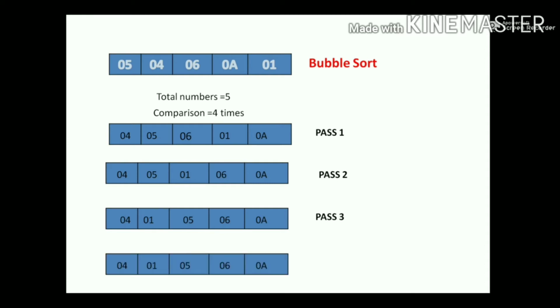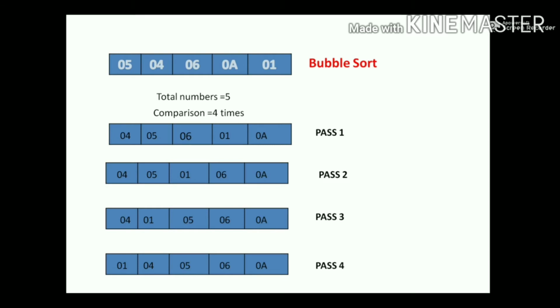Now next, again we are sorting from pass 3. 04, 01, yes, we need to change the data, right? Why? 01 is less than 04, so 04 will go behind 01. Next is 04, 05, no need of changing data. 05, 06, again no need. 06, 0A, yes, no need. So that will be pass number 4.